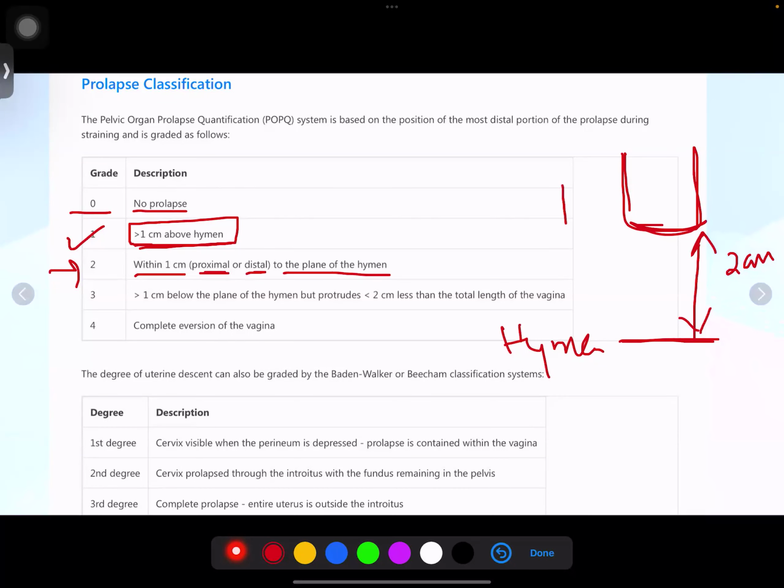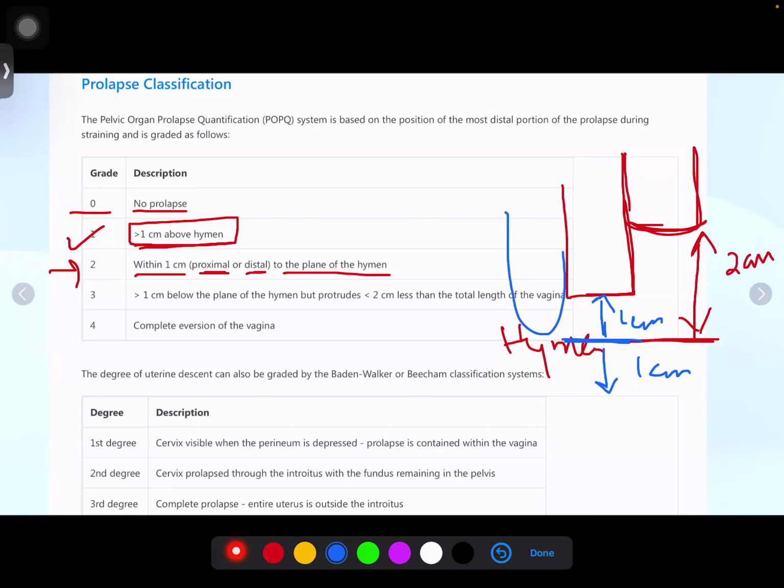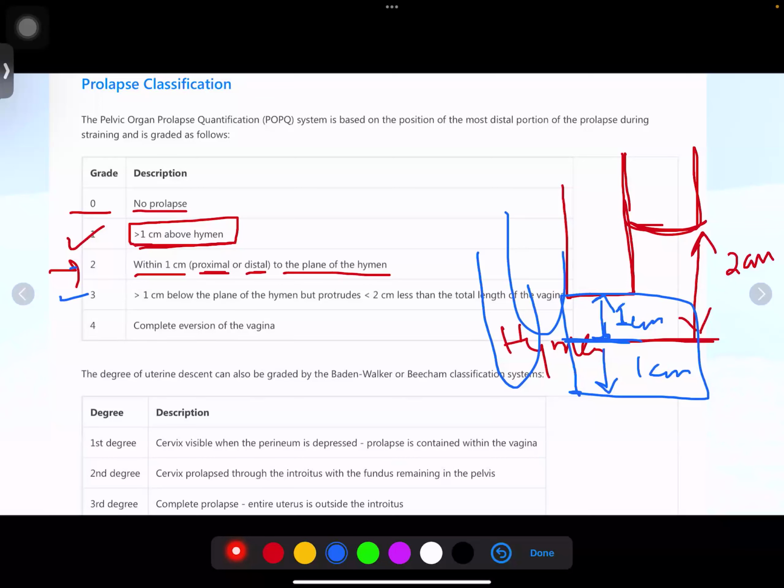So if the uterus goes to this point, like it is 1 centimeter upward or 1 centimeter downward from this point. Okay, so 1 centimeter upward and below, if the prolapse is here, then it would be grade 2. And what is grade 3? It is more than 1 centimeter below the plane of hymen. So it protrudes more than 1 centimeter.